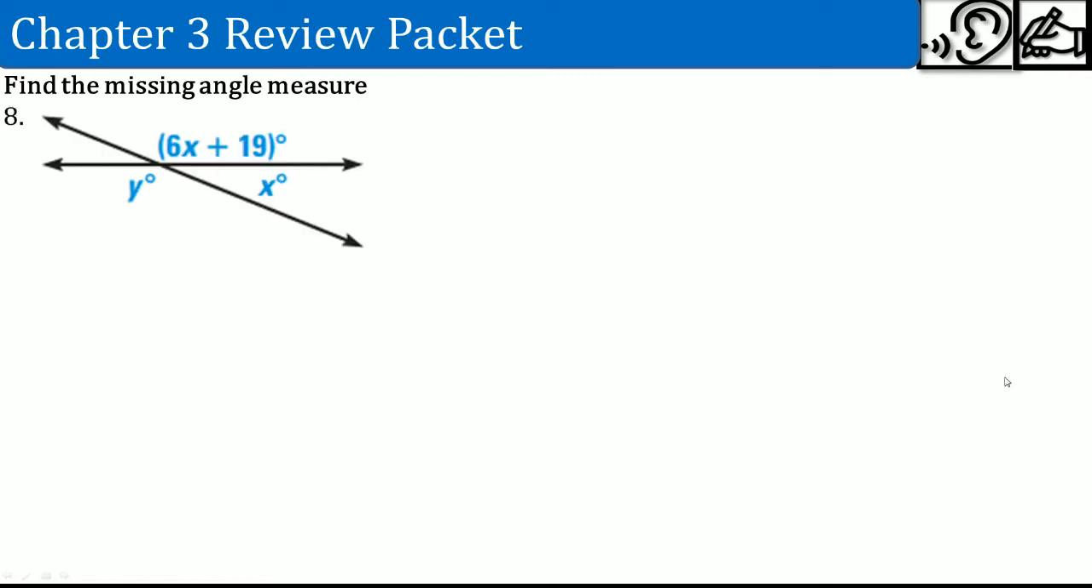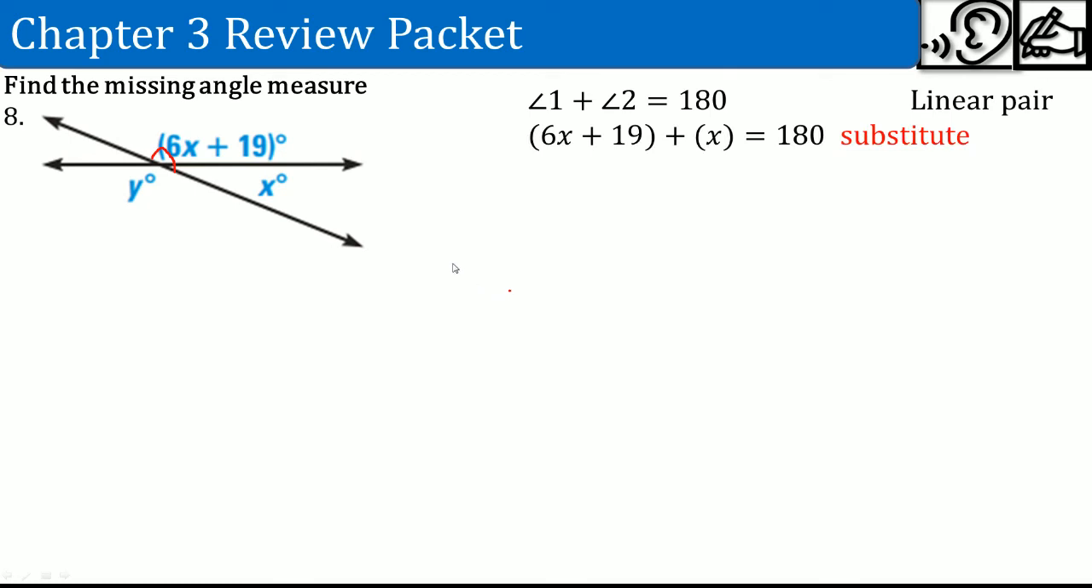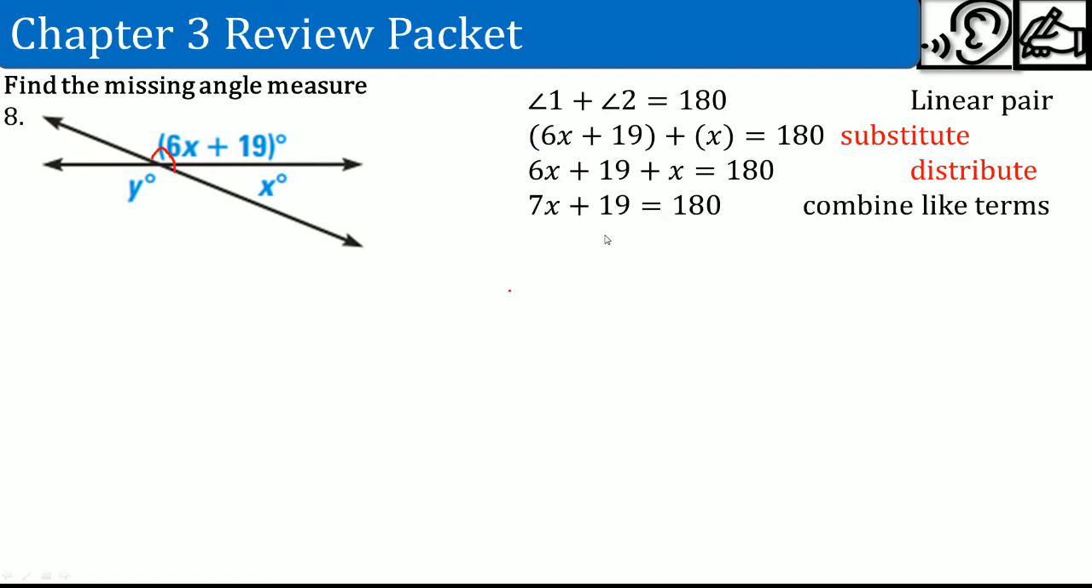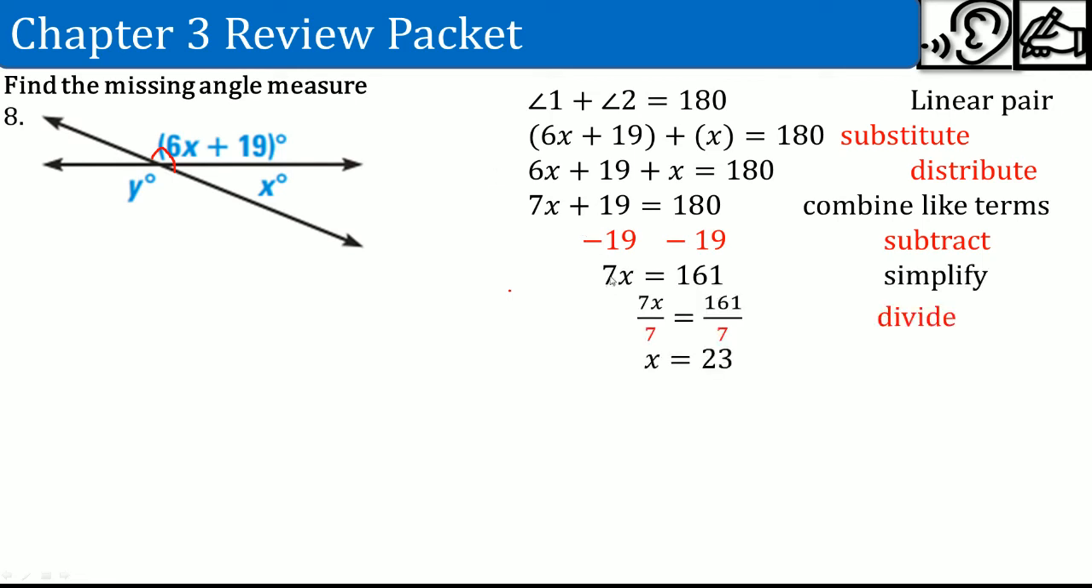Next, 8. There are multiple ways to approach number 8, but the easiest way is to look at the linear pair first. The linear pair here would be this. So angle 1 plus angle 2 equals 180. Make those substitutions. Angle 1 is 6x plus 19. Angle 2 is x. Simplify it: 6x plus x is 7x. Bring down the 19. Subtract 19 on both sides. Bring down the x. 7x equals 161. Divide by 7, and you get x equals 23.